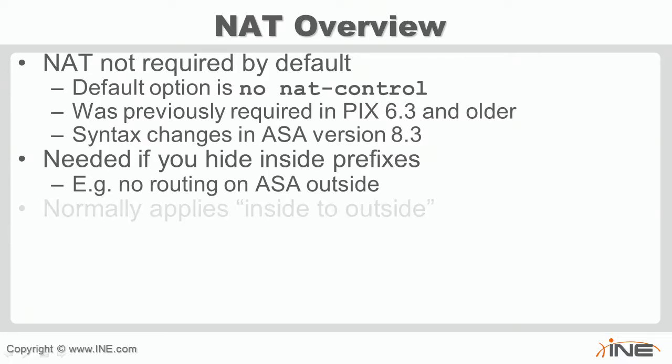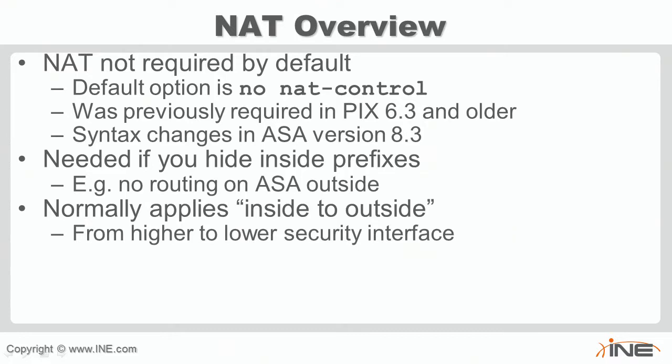Now, most of the typical applications of NAT are going to be that normal inside to outside translation, which is when we're moving traffic from the higher security level to the lower security level. But we technically can have outside to inside translation, or any combination of maybe DMZ to outside, outside to DMZ. So we can get pretty complex as to the particular variation that we're configuring with the translation.